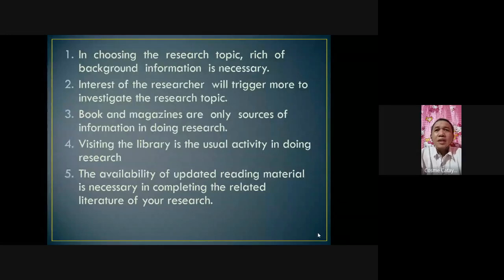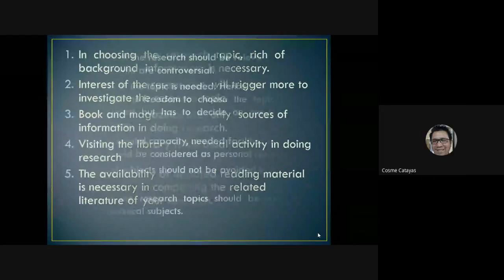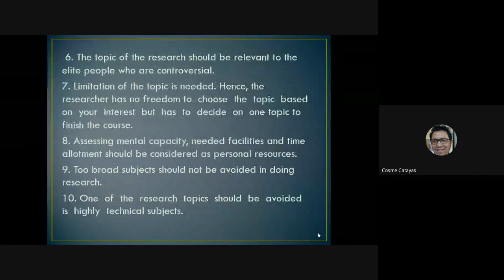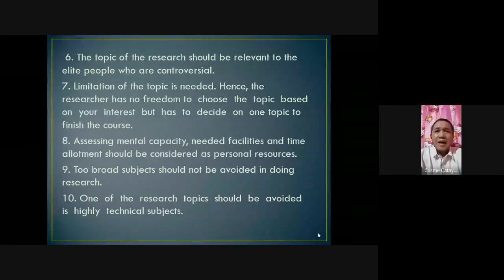Number six, the topic of the research should be relevant to the topic of interest. Number seven, the topic of the research should be relevant to the research study. Limitation of the topic is needed. Hence, the researcher may be interested in many topics but has to decide on one topic to finish the course.